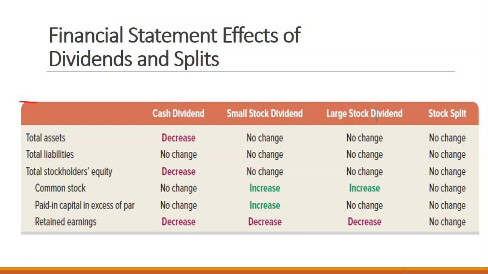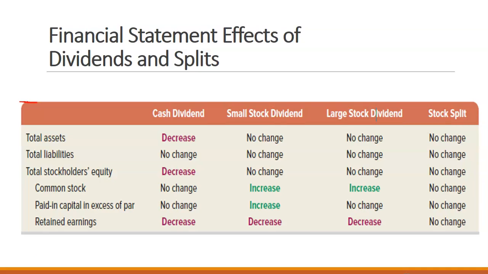When we look at the financial statement effects of dividends and splits, for a cash dividend, we decrease total assets because there is a payment out in cash. We decrease retained earnings, which decreases our total stockholders' equity. For a small stock dividend, we're going to increase common stock, increase our paid-in capital in excess of par, and decrease retained earnings. For a large stock dividend, it's an increase to common stock and a decrease to retained earnings.